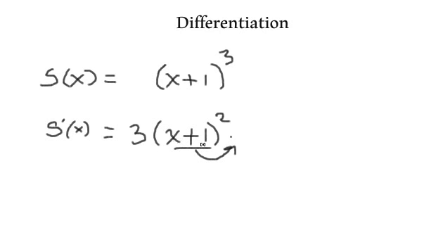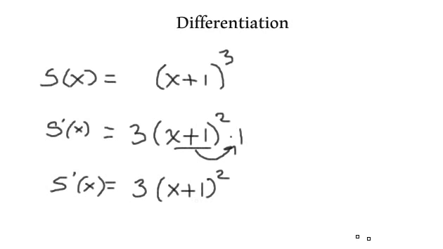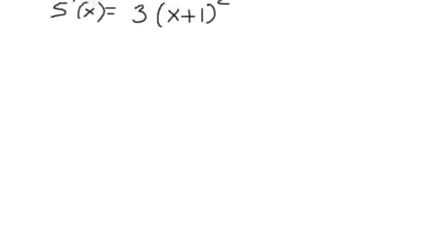So the derivative of x is 1 and the derivative of 1 is 0, so we're just left with a 1 here. And of course, we're just going to rewrite this. And this is s prime of x. So that is the power rule, or the general power rule. This is also known as the chain rule. Let's look at another example, of course.